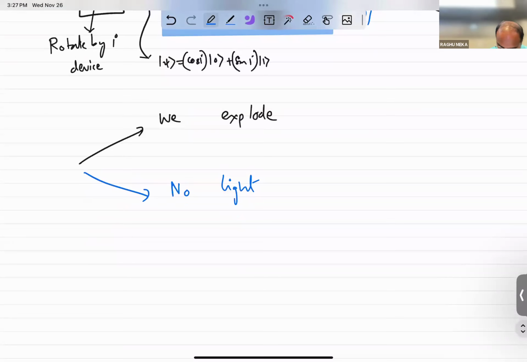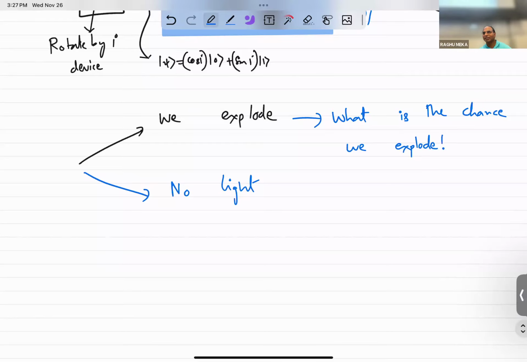Okay? So now we need to calculate the chance we explode. If it did not explode, we win, which is something that we could have gotten anyway. So that's not the big win here. The big win should be with the odds of explosion. Okay? All right. So how can I calculate that?